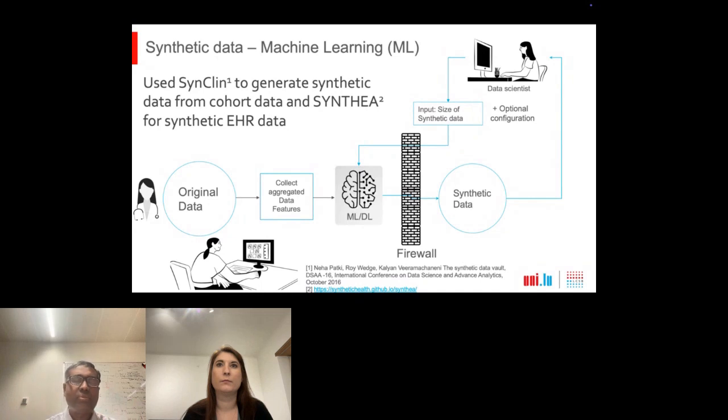So here you start with the original data. The idea is that you collect certain aggregated features from the data, and then you build a model using machine learning or deep learning, and then you use this model to generate the necessary synthetic data. The data scientist mainly provides how many records are needed and some configurations, and then it generates the synthetic data. We use something called synthpop and Synthia to generate this synthetic data, and this is quite useful in the field.